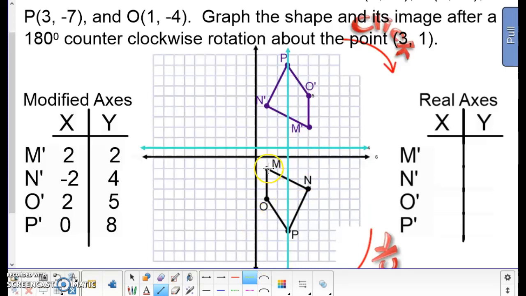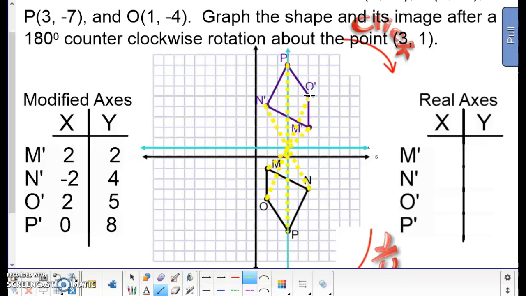180 degree rotations, that if you look from M to M prime, it goes right through the origin. They're essentially the same distance from the origin. And so N, if you draw a line from N to N prime, it goes straight through the origin. P to P prime goes straight through the origin, and O to O prime.